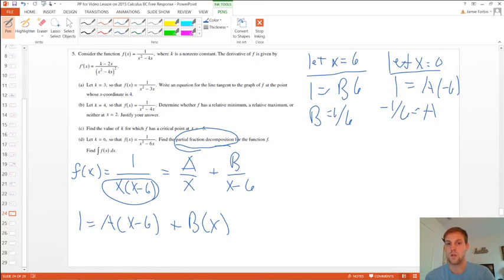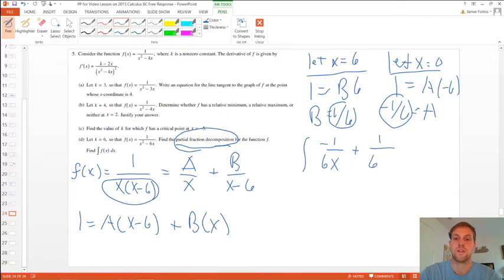Okay. So now how this decomposes, I'm going to plug 1/6 in for b and negative 1/6 in for a. So f of x, what I'm really doing is the integral of a over x, or negative 1 over 6x, plus 1/6 over x minus 6, or 1 over 6 times x minus 6, dx. Okay. Because remember, if we have a fraction on top, doing the same change flip is going to get it to the bottom like that. Okay.